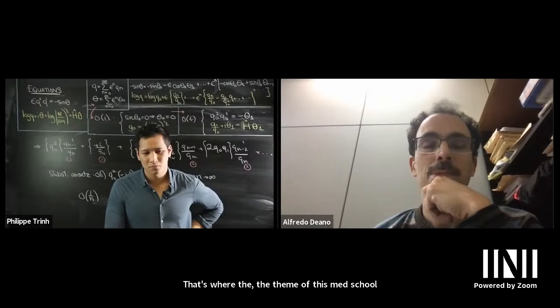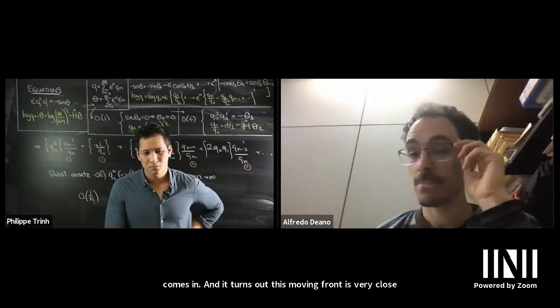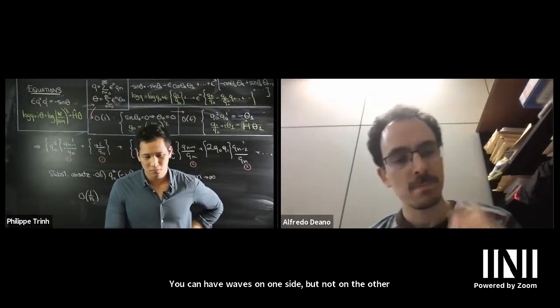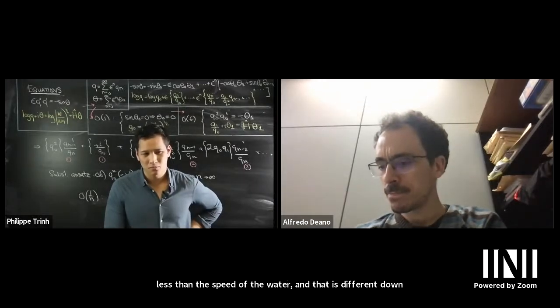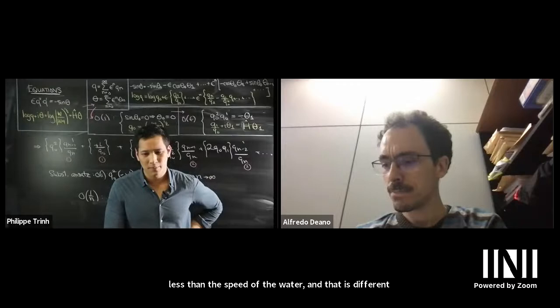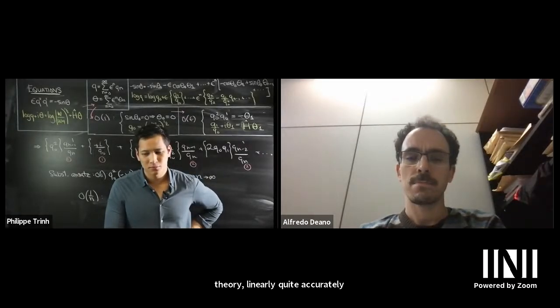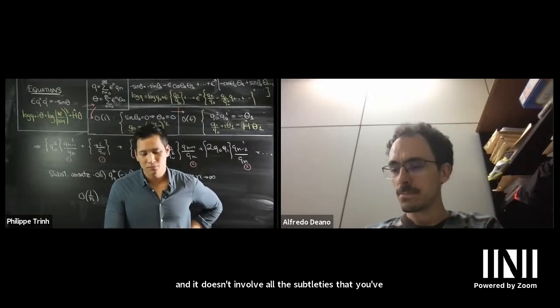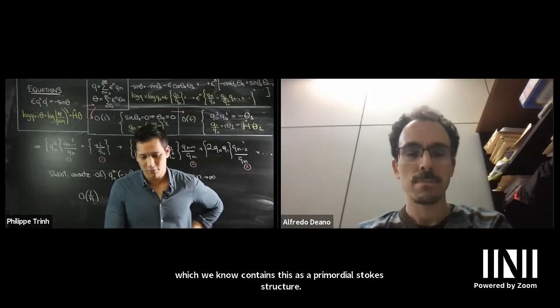And it turns out that this moving front is very closely analogous to horizons in relativity. You can have waves on one side, but not on the other. It depends on whether the speed of the waves is greater or less than the speed of the water, and that is different downstream and upstream. So you can develop the theory linearly, quite accurately, and it doesn't involve all the subtleties that you've described, but it still involves the Airy function, which we know contains this sort of primordial Stokes structure. Just a comment. Thank you.